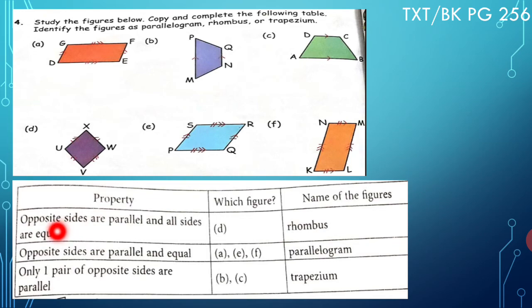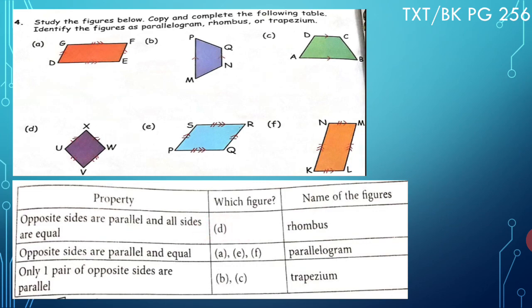The B part is, opposite sides are parallel and equal. Which figure will lie in this? Yes, you are right. Parallelogram will lie in this property, because A part is of a parallelogram, and another one, E part, is also about a parallelogram, and F is also about a parallelogram. So parallelogram will lie in this second property.